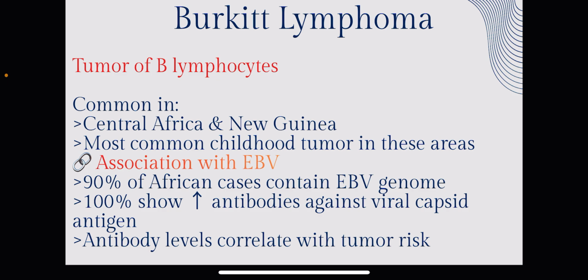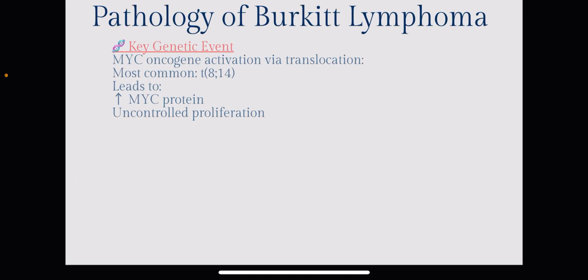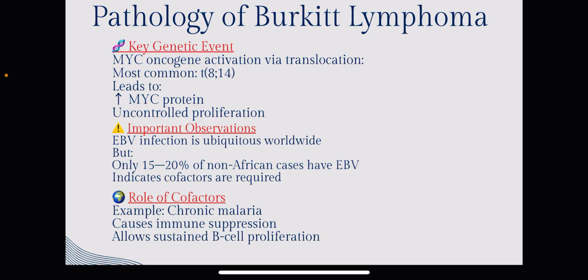90% of the African cases contain Epstein-Barr viral genome. 100% show increased antibodies against the viral capsid antigen. Antibody levels correlate with the tumor risk. Let's come to the pathology of Burkitt lymphoma.